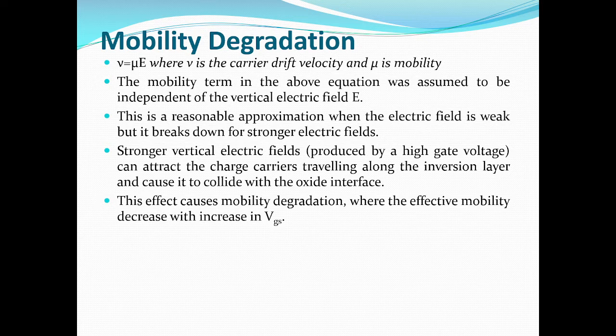What is mobility degradation? We derived an expression v equal to mu times E, where v is the carrier drift velocity and mu is the mobility. The mobility term in the above equation, which we assumed to be independent of the field E, is a reasonable approximation when the electric field is weak, but it breaks down for a stronger electric field. Stronger vertical electric fields can attract the charge carriers traveling along the inversion layer and cause them to collide with the oxide interface. This effect causes mobility degradation, whereby the effective mobility decreases with increase in VGS.